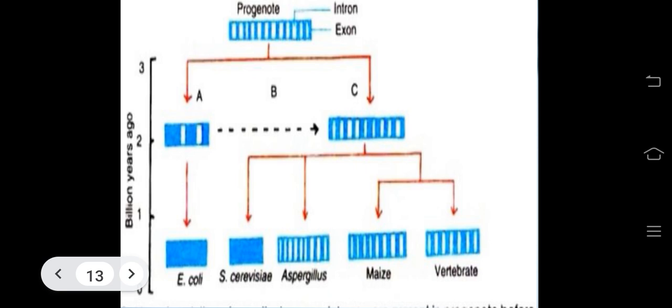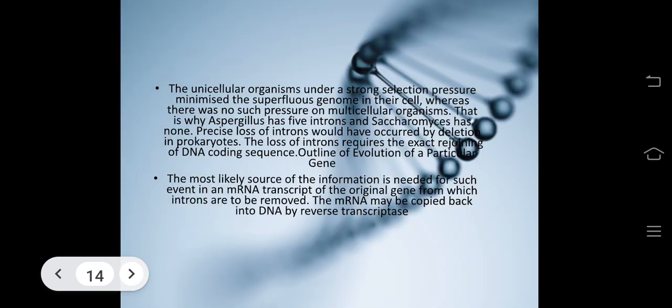Progenote, intron, exon, E. coli, Saccharomyces cerevisiae, Aspergillus, maize, vertebrates. That billion years ago evolutionary timeline is also shown in this picture. Unicellular organisms, under a strong selection pressure, minimize the superfluous genome in their cell, whereas there is no such pressure on multicellular organisms. That is why Aspergillus has 5 introns and Saccharomyces has none.